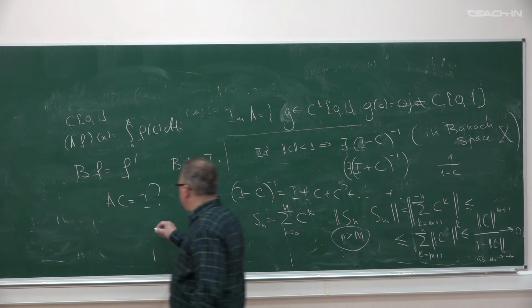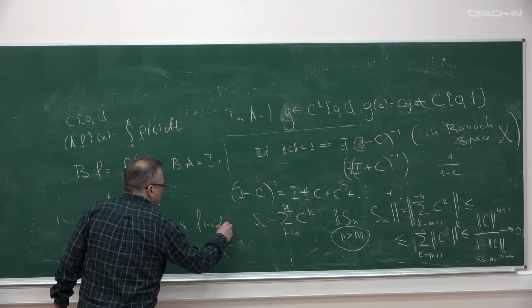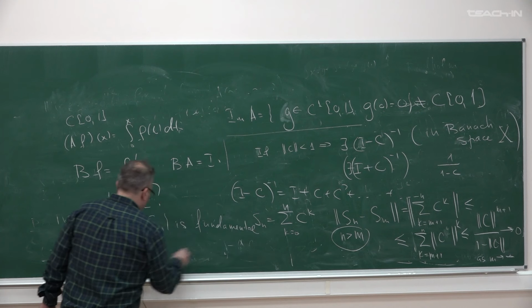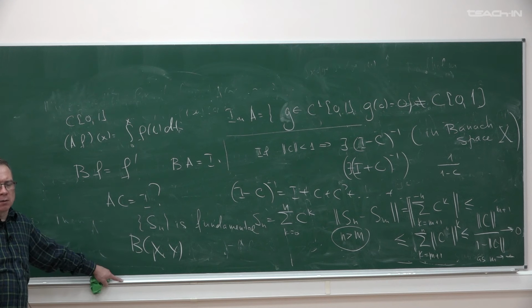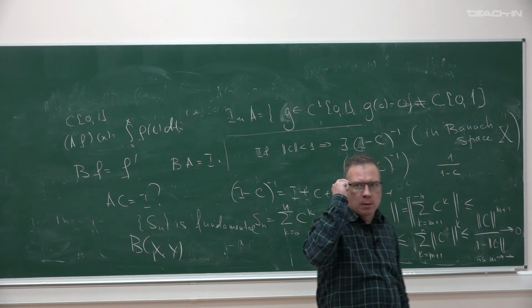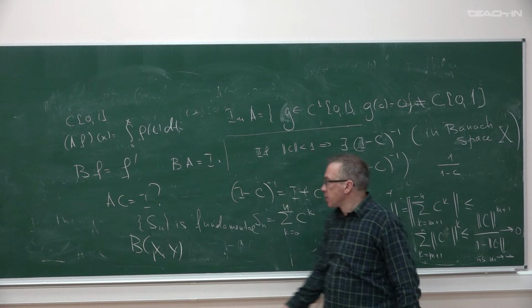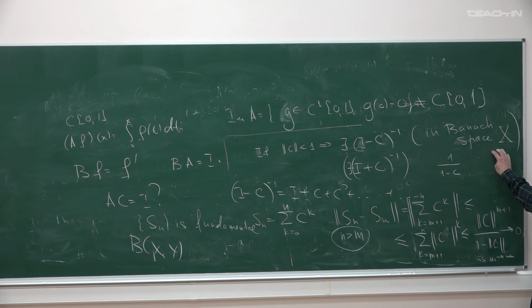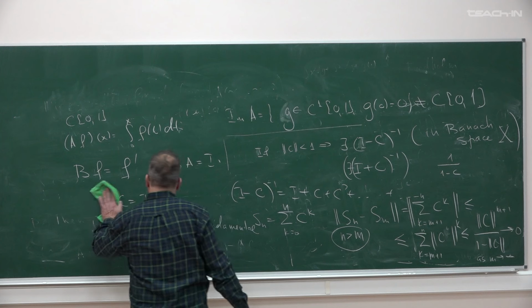So the sequence of partial sums is fundamental. What do we know about completeness of this space? We have a convenient sufficient condition for when the space of operators is complete. If Y is complete, then the space of bounded operators is complete. We consider this operator in a Banach space. It is complete, so the space of bounded operators is complete. So it has a limit.